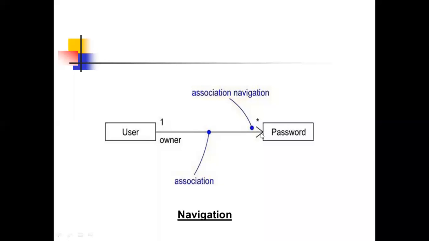Okay, this is the association navigation. Directed association: direct navigation here from this class to this class, and a user is having multiple passwords. The user is the owner of that password. This is the association for that. This is the example of navigation here.